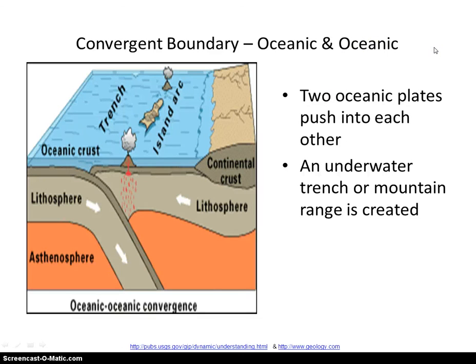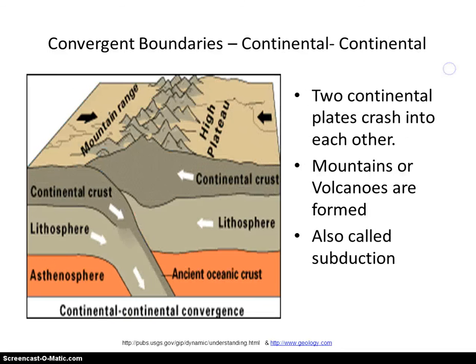Next you have a convergent boundary that's oceanic. This causes the two plates to push into each other, and you end up getting an underwater trench, or you could also get a mountain range. And this kind of stuff happens over hundreds of thousands of years. This is nothing that happens like over a weekend.